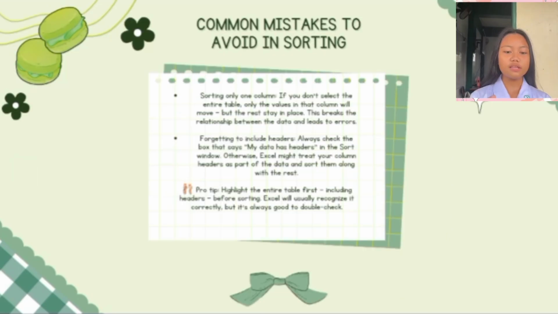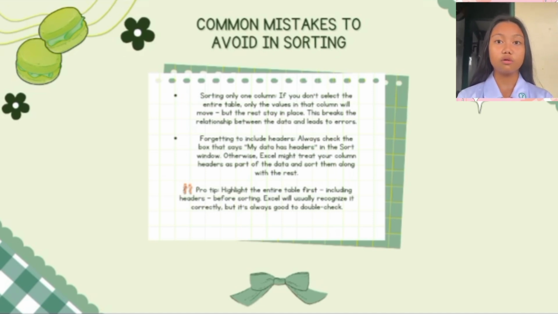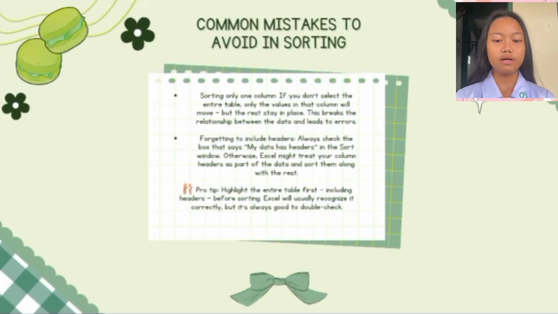There are common mistakes to avoid in sorting. The first one is sorting only one column. If you don't select the entire table, only the values in that column will move. The second one is forgetting to include headers. Always check the box that says My Data has headers in the sort window. Otherwise, Excel might treat your column headers as part of the data and sort them along with the rest.